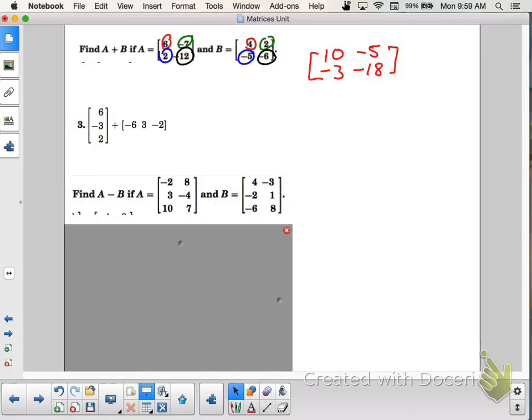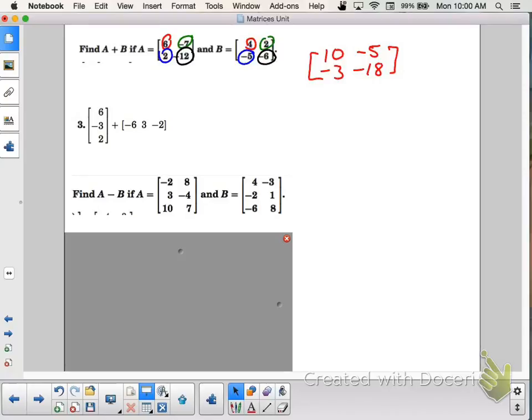All right. So now we want to find A minus B. So in this case, A equals -2, 8, 3, and -4, 10, and 7. B equals 4, -3, -2, 1, -6, and 8. So if you can't see it, that's what those are.